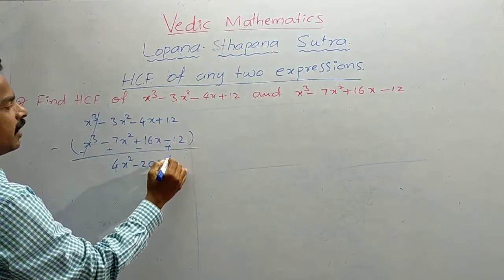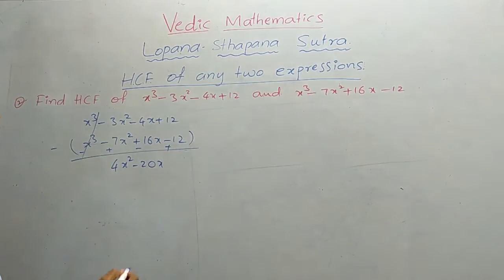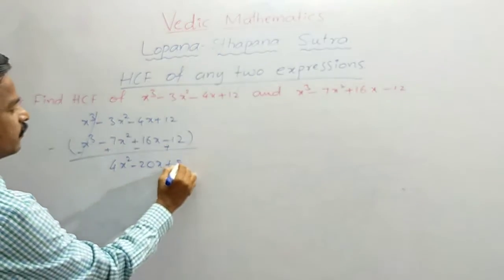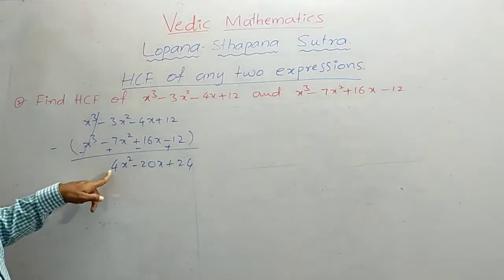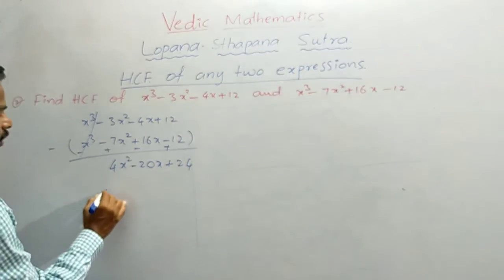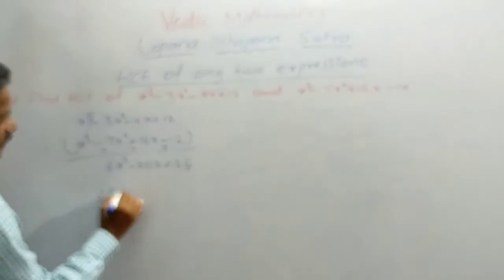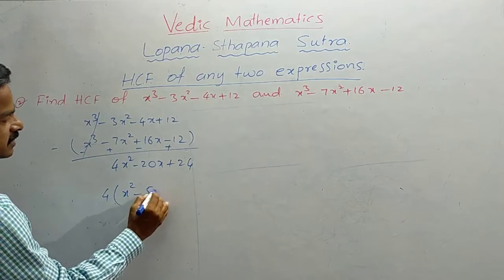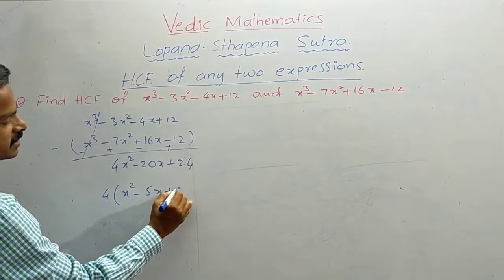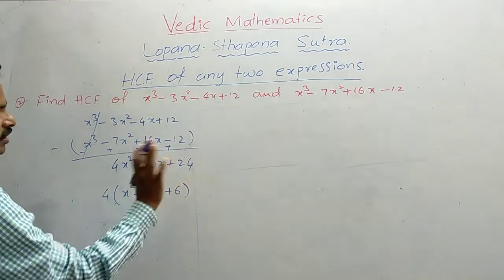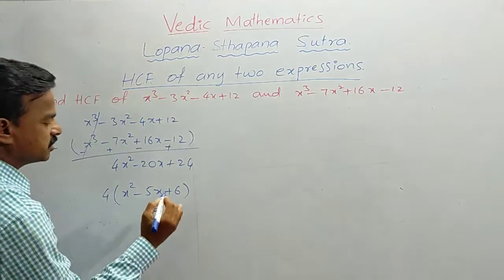Minus 20x plus 12 and plus 12 also plus 24. Okay, from this we can take common 4. Here x square minus 5x and here plus 6. 4 6s are 24. Okay, this is one.